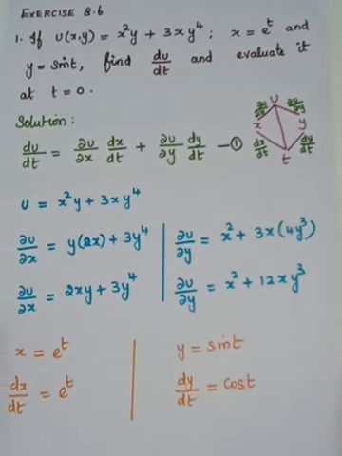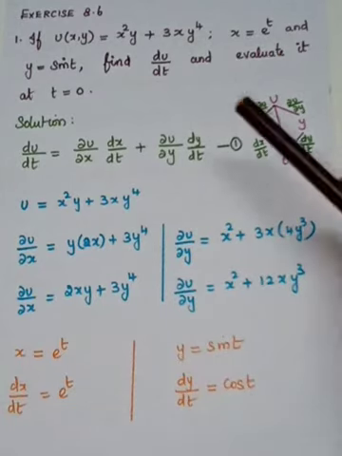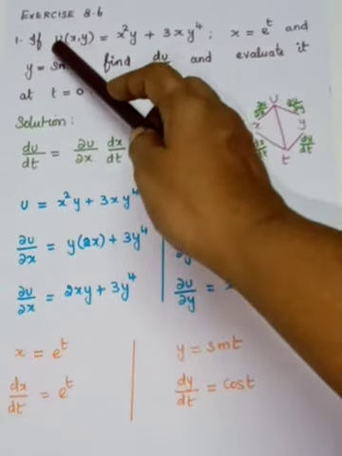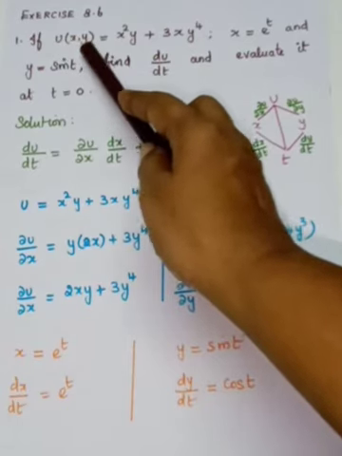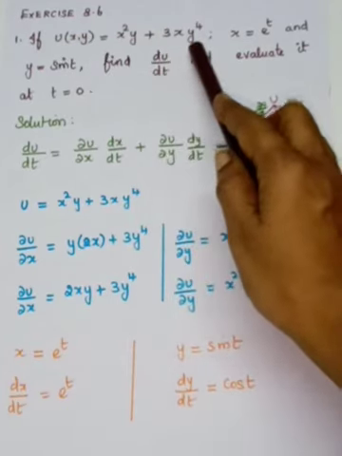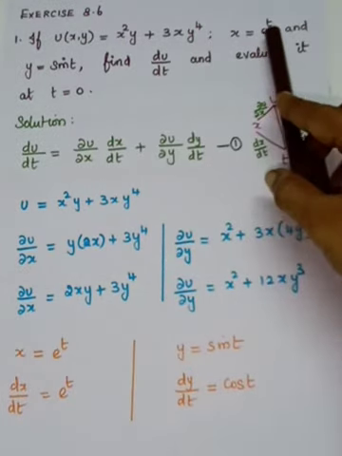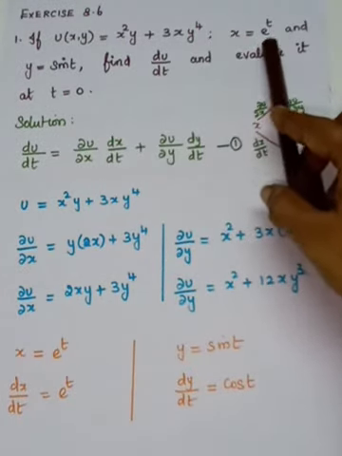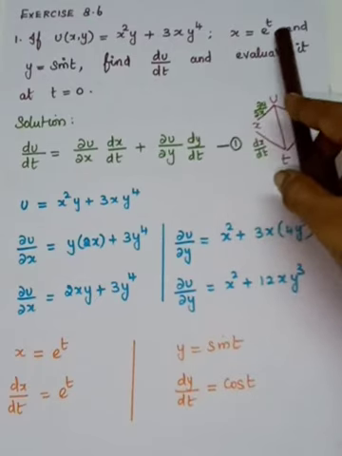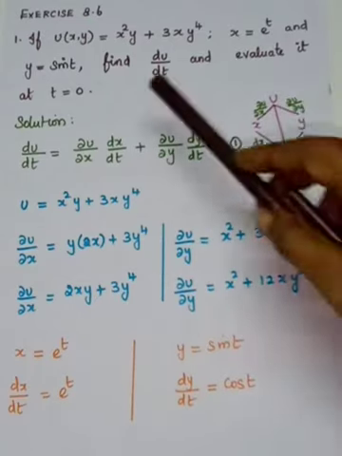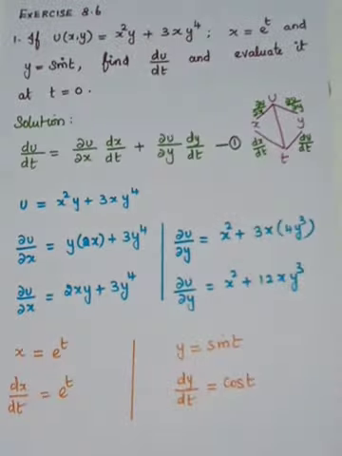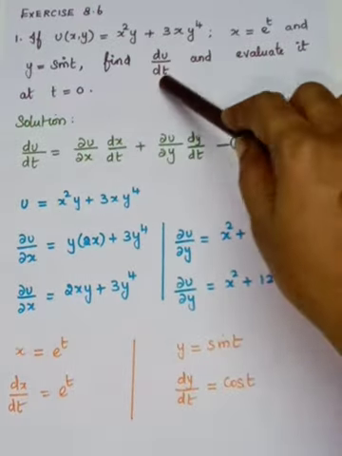Okay, so we'll move to exercise 8.6, problem number 1. If u of x comma y, u is a function having two independent variables x and y, and x is equal to e power t, so x has the variable t, and y is equal to sin t. y is also a function of t. Find what is asked, du by dt.